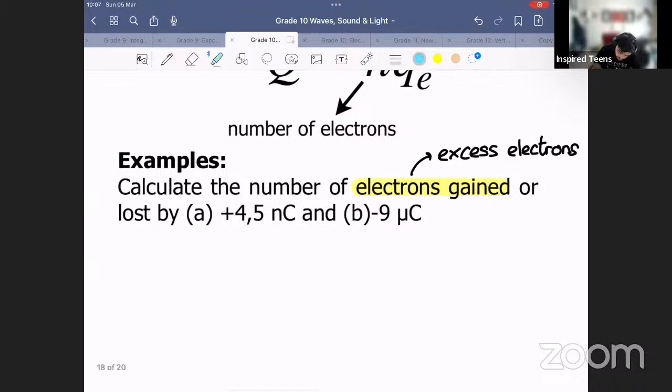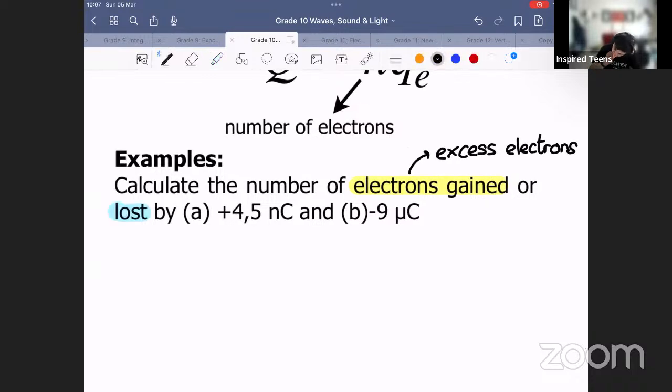Electrons lost is going to lead to excess protons. So if they use those terms, don't be confused by those as well. When they say excess protons, that just means electrons lost as well.